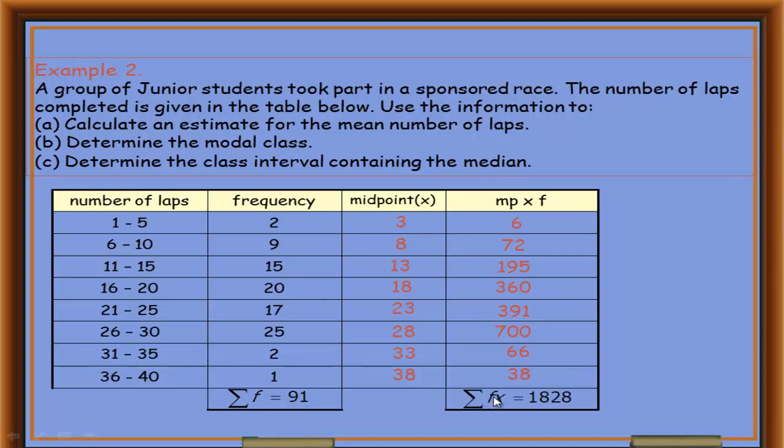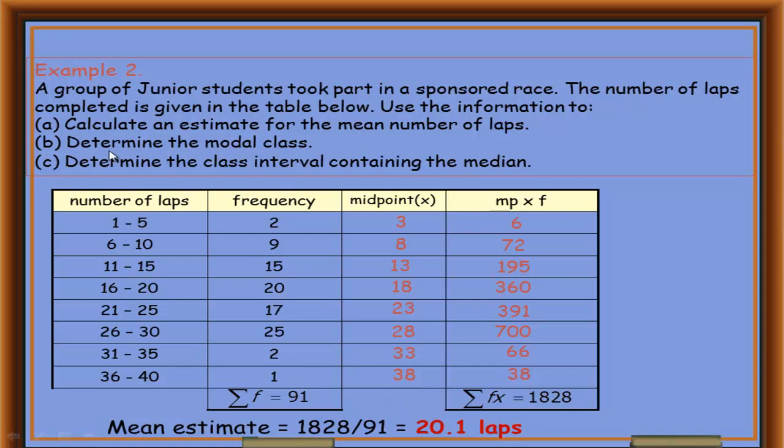The summation of the total frequency is 1828. The mean estimate is the total frequency divided by the summation of frequency, 1828 divided by 91, which is 20.1 laps. This is on average. The number of laps is 20.1. Therefore, we have answered question A, which says calculate an estimate for the mean number of laps. The mean is 20.1 laps.